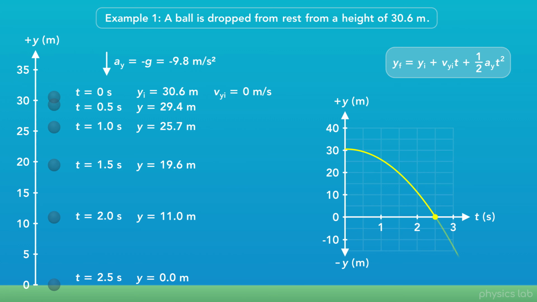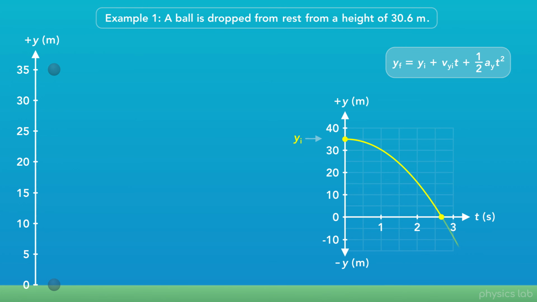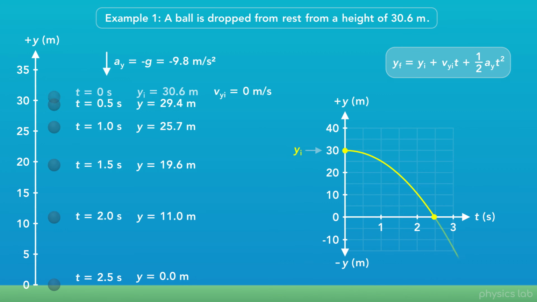Finally, notice that the curve starts at the initial y position, 30.6 meters. If we changed the initial height that we dropped the ball, the entire curve would shift up and down without changing shape, and the x-intercept would move left and right. For example, if the ball was dropped from a lower height, the ball would hit the ground in less time. So that's what the ball's y position looks like during this motion.